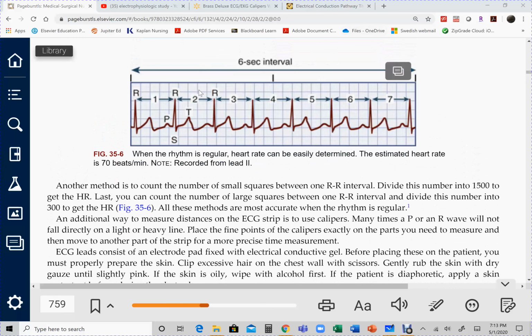So let's say here, in order to use this method, you have to choose 2 R waves and then count the number of small blocks between them. I'll try this R wave here and this R wave here. Let me count how many small blocks there are. I'll take a shortcut because I know there's 5 in each big block, so I'll go 5, 10, 15, 20. Since this one stopped here, that's about 21. There are 21 small blocks that I see here.